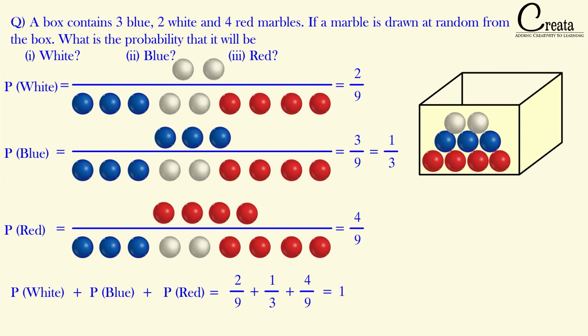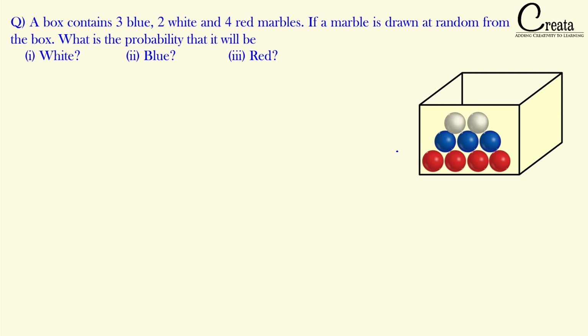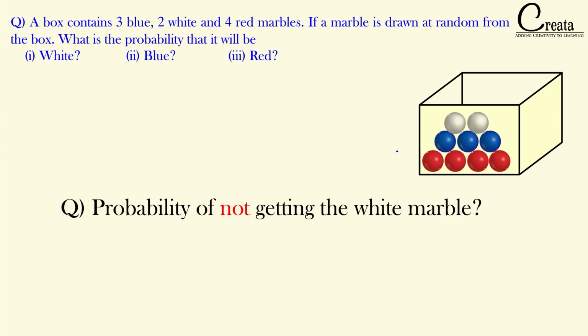Before moving to the next question, a question from my side to you. You have to reply with the answer in the comment section. Let's check whether you are understanding the concept or not. You have to find the probability of not getting the white marble. Again, I am repeating the question. You have to calculate what is the probability of not getting the white marble. Use the fundamentals we have used in the theory part and the observation part and write the answer in the comment section. I will personally check it and I will reply to that.